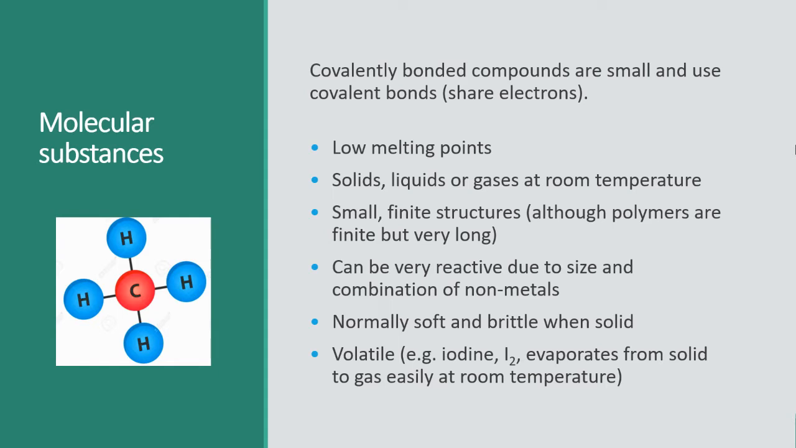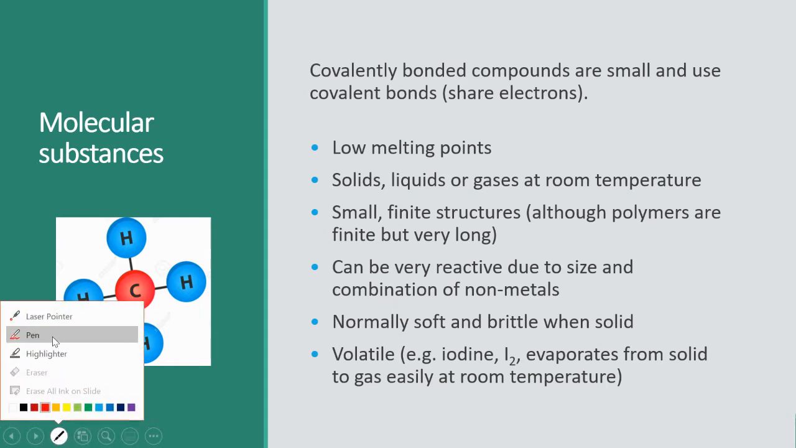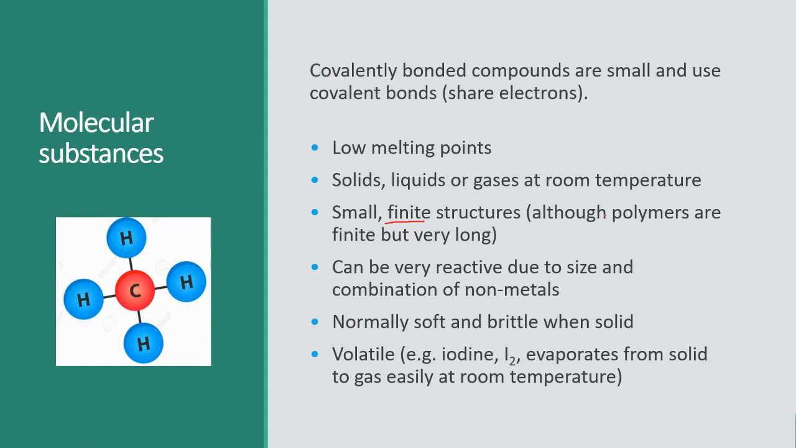So molecular substances have low melting points. They're solids, liquids, or gases at room temperature. They have small finite structures. Though polymers also fall into this category, polymers are really long chain molecules. They can be very reactive due to the size and combination of nonmetals. They're normally soft and brittle when solid, but they are volatile. That means they easily evaporate.